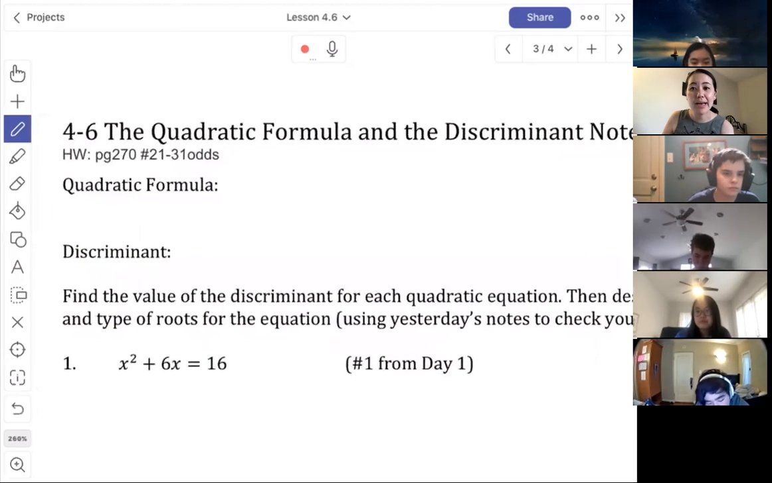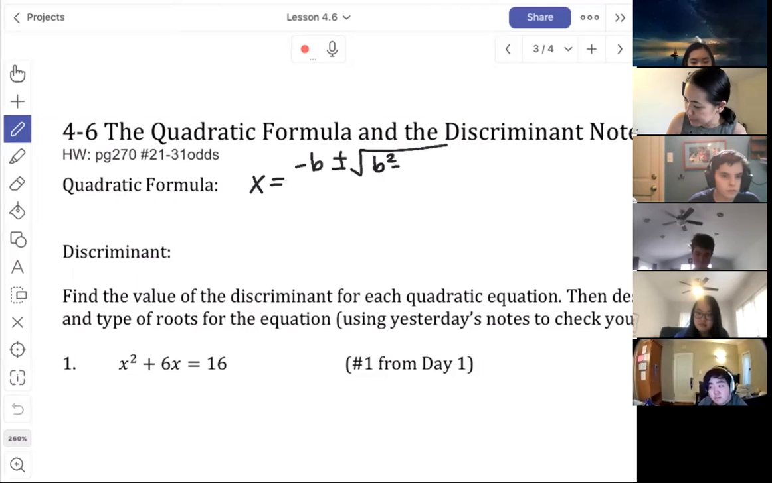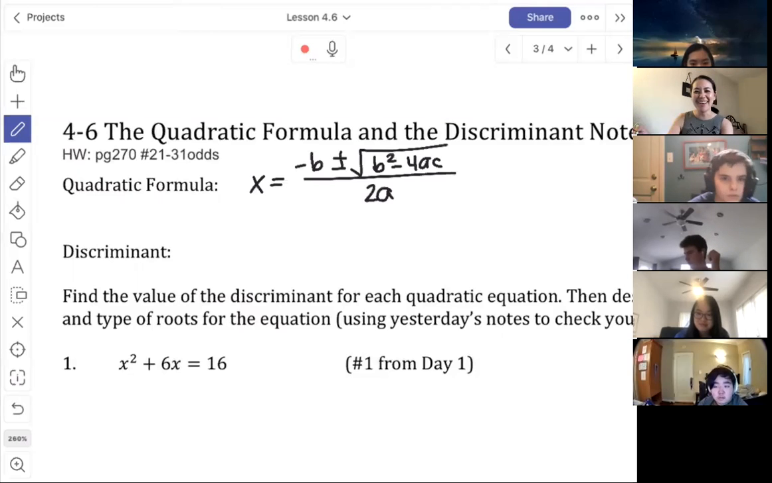All right, let me go to Zach. Zach, what is the quadratic formula? Negative b plus or minus the square root of b squared minus 4ac divided by 2a. Perfect. And sounds like somebody is having a lot of fun over there. All right, good. This is your quadratic formula. This is how you solve for x in a quadratic equation.